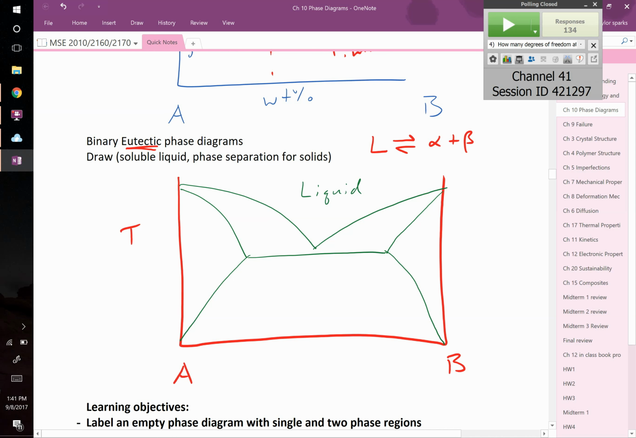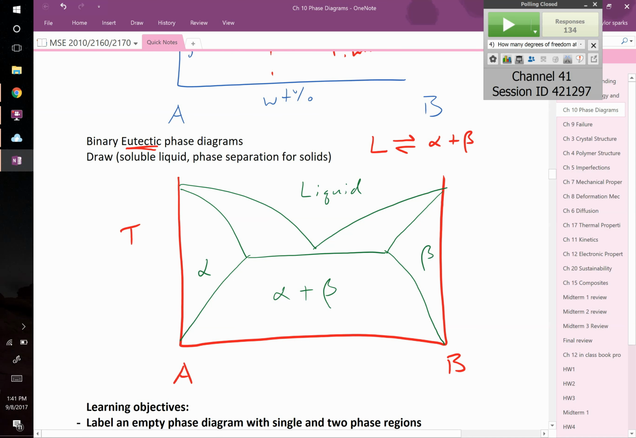Now, where else can we start to label? The very bottom, that's where we're going to have what? Alpha plus beta are two phases here. And again, anytime that you have a region, the things to the left and the right tell you what's in here. So we can call this one alpha and this one beta. You can call it vice versa if you want. Just convention is to do alpha on the left and beta on the right.